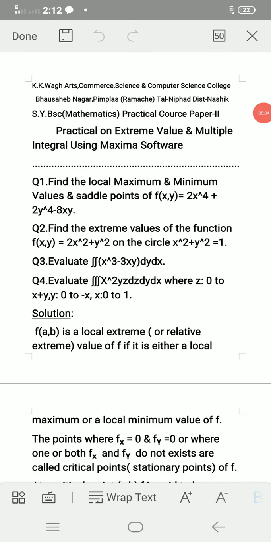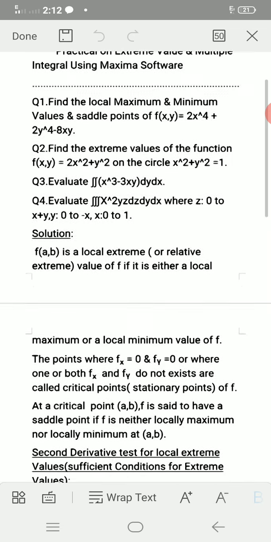Myself Professor Gadak Dhanashree. Today we will discuss practical on extreme value and multiple integral, by using Maxima software. So first example: find the local maximum, minimum values and saddle points of f(x,y) = 2x^4 + 2y^4 - 8xy.